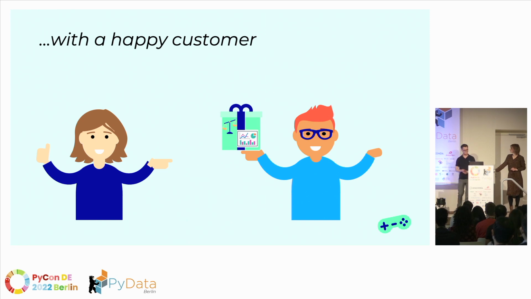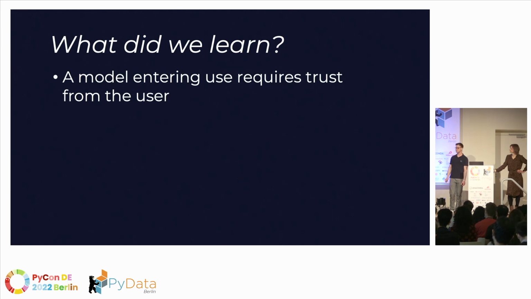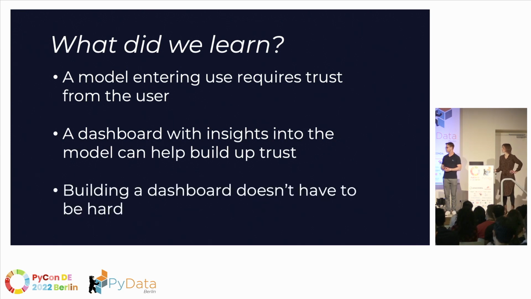Thanks for sharing this wonderful ending to the story. So what did we end up learning as a team from this whole thing? Well, first of all, a model entering use apparently requires trust from the user, because otherwise they won't use it. Maybe fairly obvious, but I think it's an easy pitfall to fall into. And then getting a dashboard to show these insights, to show a little bit into how your model is working and what decisions it is making, can really help the user to get this trust. And then you might think it's a big investment, but no, not really. Building such a dashboard can be really easy.